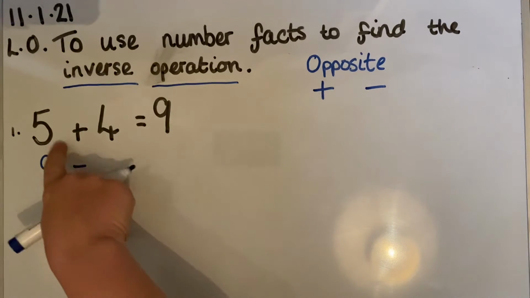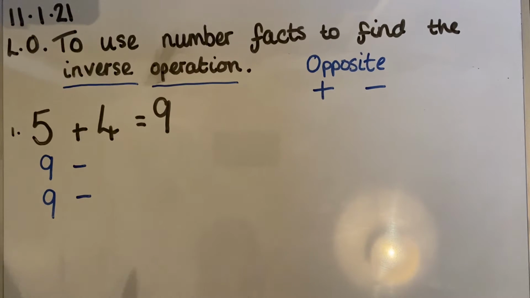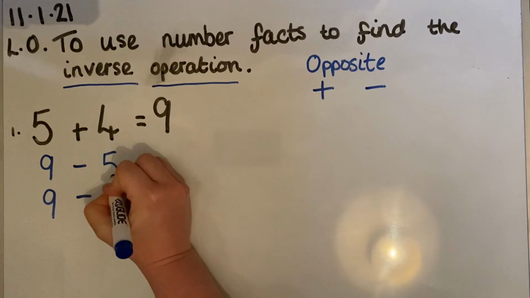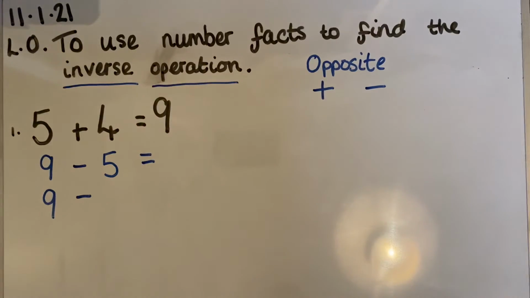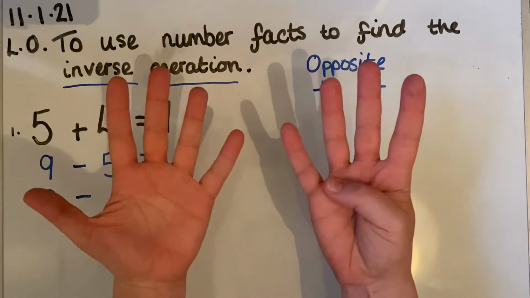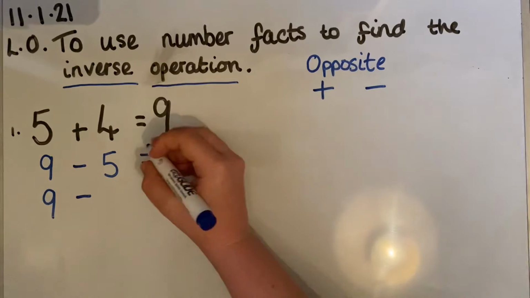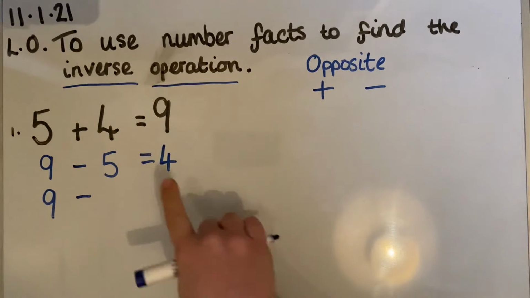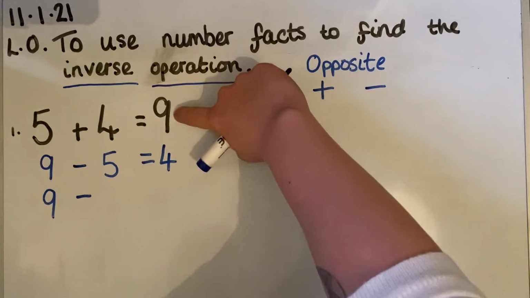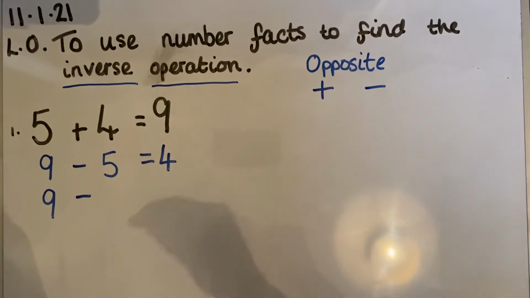Now I can use my numbers from this sum to make my two inverse operation sums. So 9 take away 5. What would that give me? We've got 9. You can hold your fingers up if you want, or you can do it in your heads. We've got 9. We take away 5. We're left with 4. So that inverse operation sum shows me that the number facts in my addition sum must be correct because I'm doing the inverse operation and it still works.